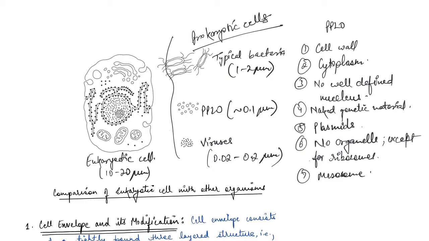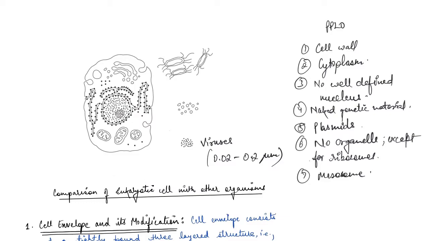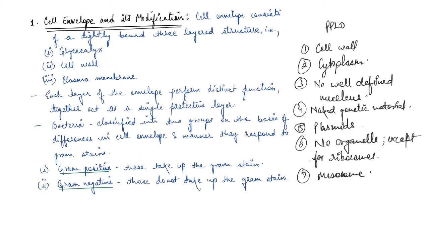So you can see the difference between eukaryotic and prokaryotic cells, right? Yeah. So let's move towards the cell envelope and what the modifications of the cell envelope are. Most prokaryotic cells, especially bacterial cells, have a chemically complex cell envelope. Now the cell envelope consists of what? It consists of a tightly bound three-layered structure, right?